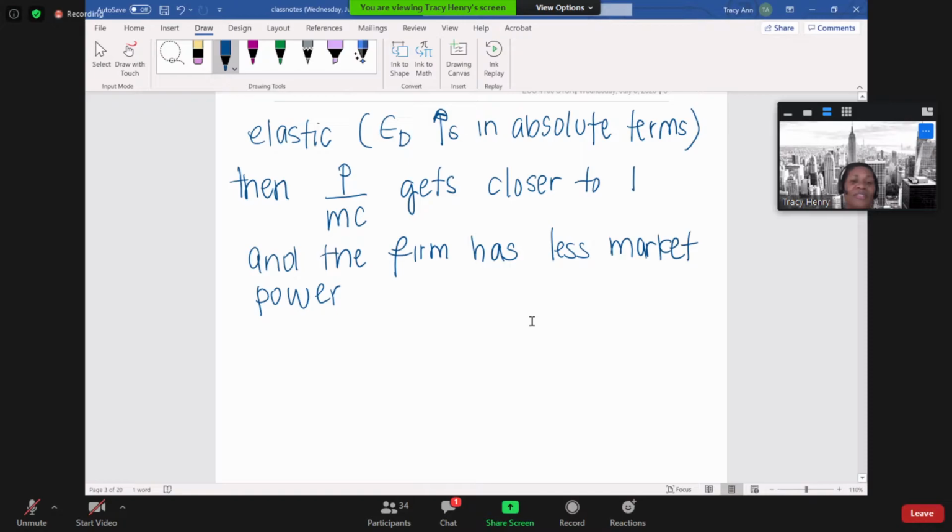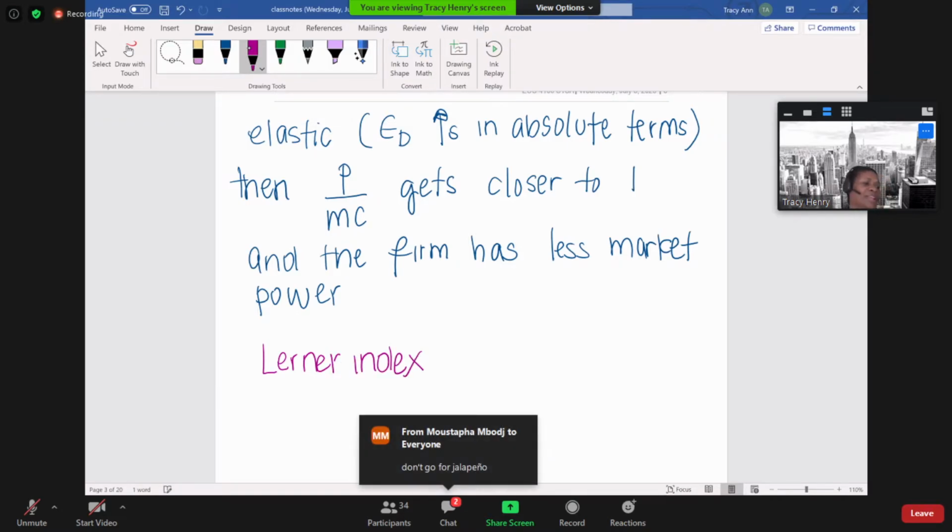So one more thing to talk about is what we call the Lerner Index. And this is also a measure of the price markup as well.